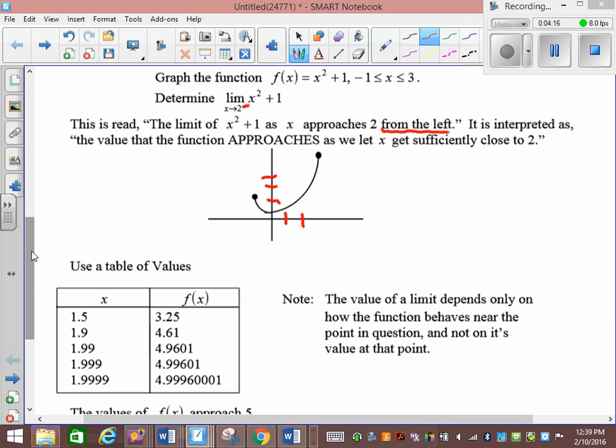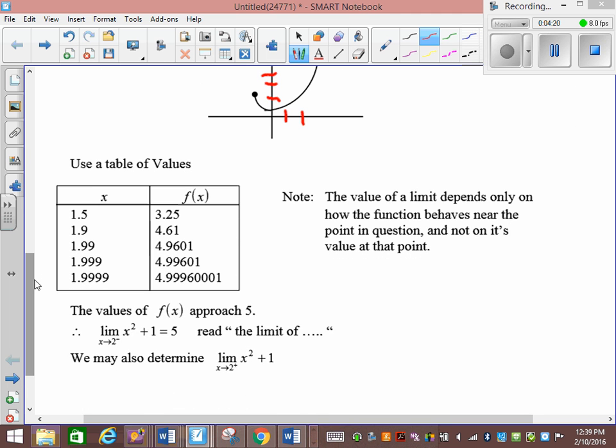So the value of a limit depends only on how the function behaves near the point in question and not on its value at that point, because a limit often is found at an asymptote or a point of discontinuity. So if I asked you at 2, and there was a point of discontinuity at 2, what's the limit? You'd be like, nothing, it doesn't exist. But limits are what it approaches as you get close to that value. So even if the value at 2 didn't exist, it could have a limit, okay?